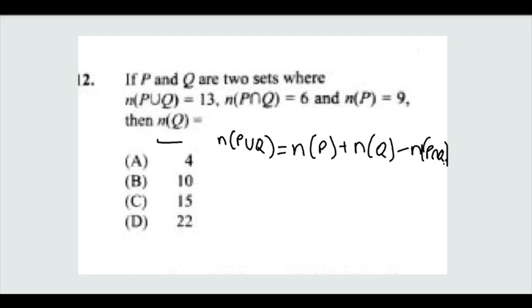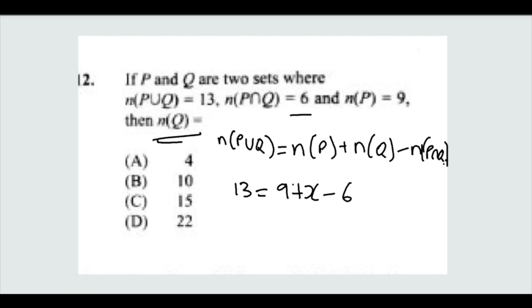So what we do, we put in the values. Number of elements in P union Q, that will be 13, is equal to number of elements in P, and that is 9, plus the number of elements in Q. That was what we want to find, right? So we don't know that. So let's give that a name, X. And that is subtract the number of elements in P intersect Q, which is 6.